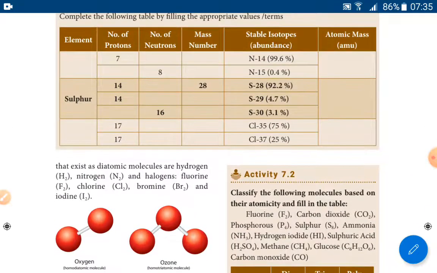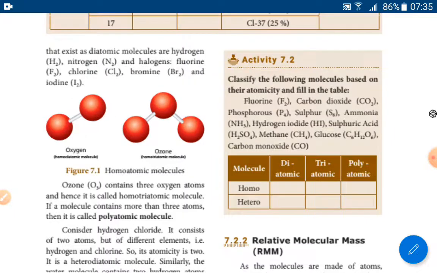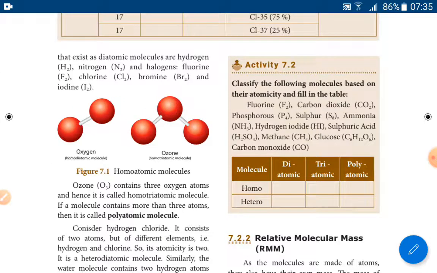And next, activity 7.2. It is given: classify the following molecules based on their atomicity and fill the table. Fluorine F2, carbon dioxide CO2, phosphorus P4, sulfur S8, ammonia NH3, hydrogen iodide HI, sulfuric acid H2SO4, methane CH4, glucose C6H12O6, and carbon monoxide CO. So diatomic molecules mean that the molecule possesses only two atoms.